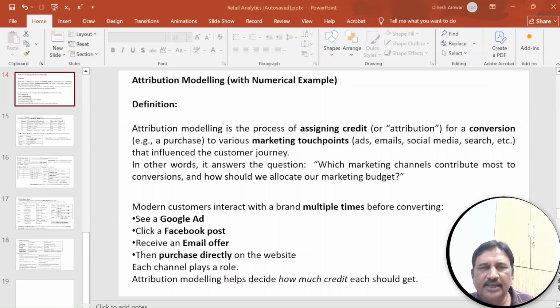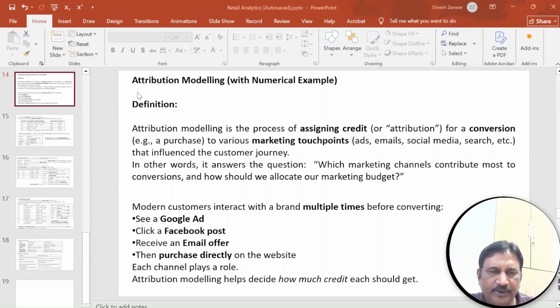And direct is nowhere as a first touch point, right? The first touch point is either Facebook or Google ad or email. Direct is not the first touch point in the given example, so the credit comes out to be zero. Now we will be adding all these totals: 5,000 plus 2,000 plus 1,000 plus 0 comes out to be 8,000.